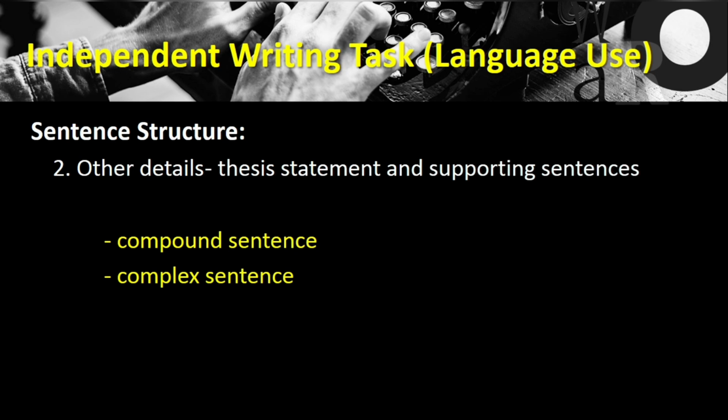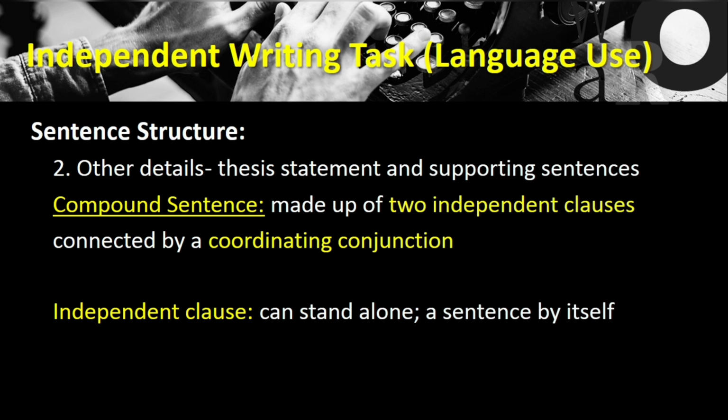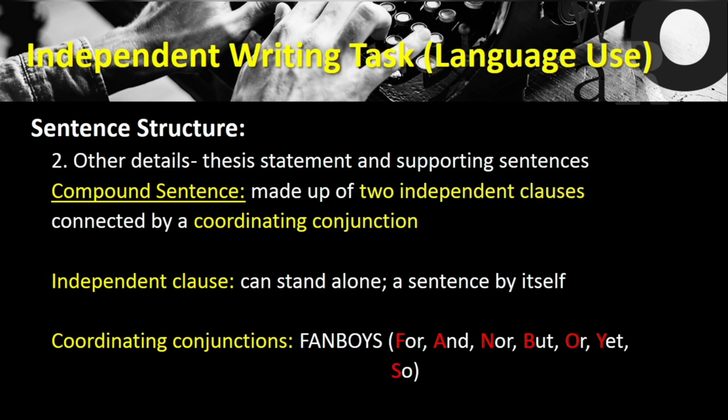Now for other details in your essay, like the thesis statement and supporting sentences, use compound sentences or complex sentences. Before I give you some samples, let us first review what these sentences are. A compound sentence is made up of two independent clauses, and combined or connected by a coordinating conjunction. Independent clauses are those that can stand alone, or are sentences on their own. As with coordinating conjunctions, remember the acronym, FANBOYS. For, and, nor, but, or, yet, so.